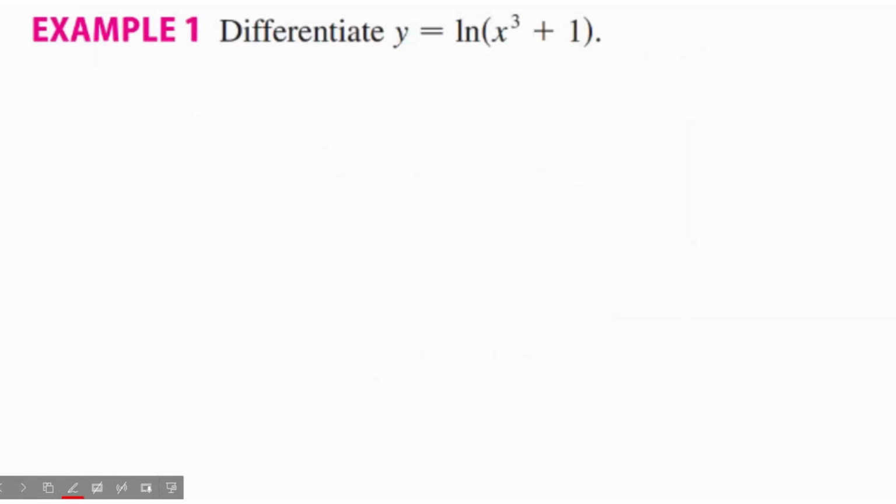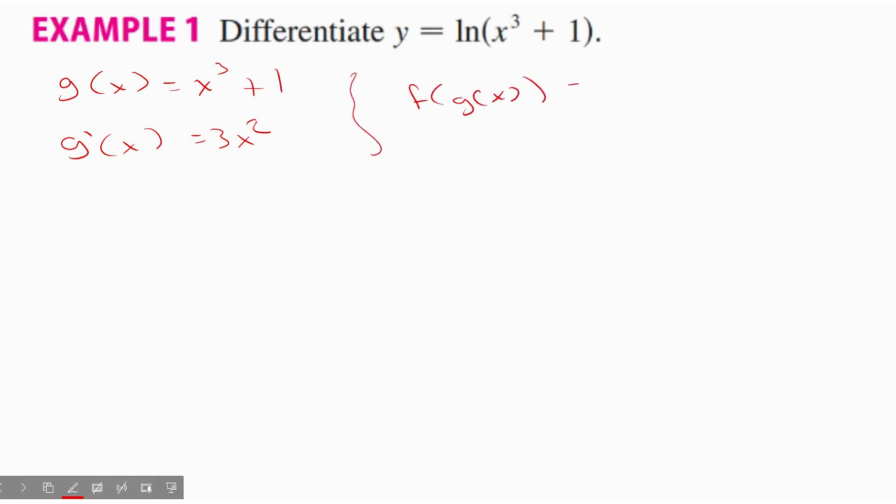Let's have a look at this example. Here we have to differentiate y equal to ln of x cubed plus 1. So here we might consider it as a composite function. We might consider g of x to be x cubed plus 1, and its derivative is going to be 3x squared, and we will consider f of g of x to be the y, which is ln of x cubed plus 1. So in fact, to find y prime, we will multiply f prime at g of x and then find the derivative of g of x. So this is the chain rule method in fact.